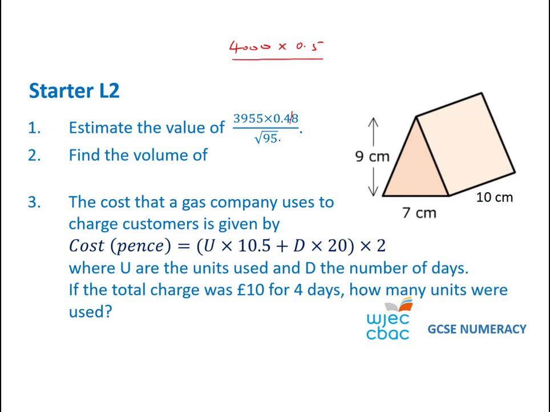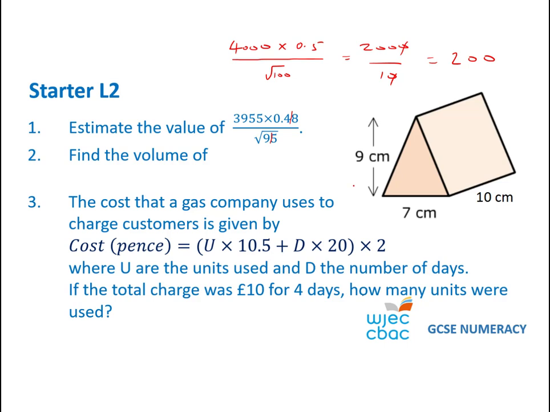Then the square root of 95, if I round that to one significant figure, it's going to give me 100, so square root of 100. Now, half of 4,000 is 2,000, divided by the square root of 100, which is 10. 2,000 divided by 10, the 1 0 cancels, so the answer is 200.